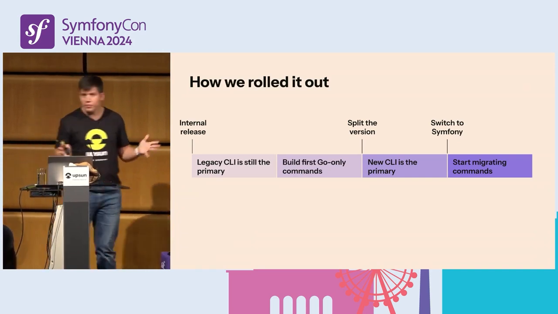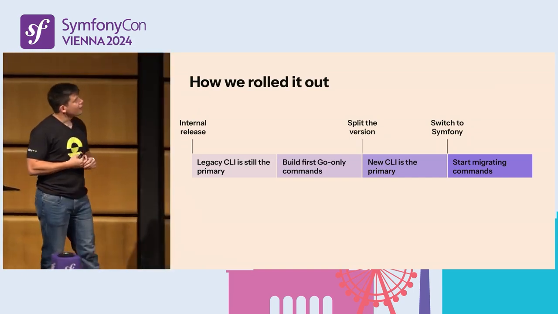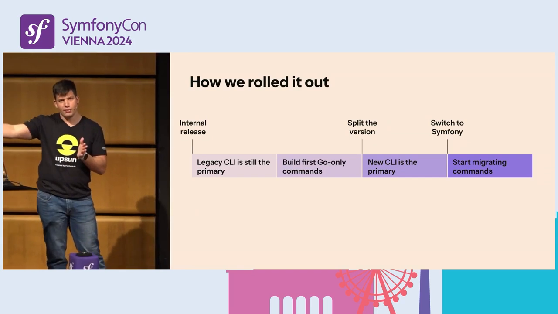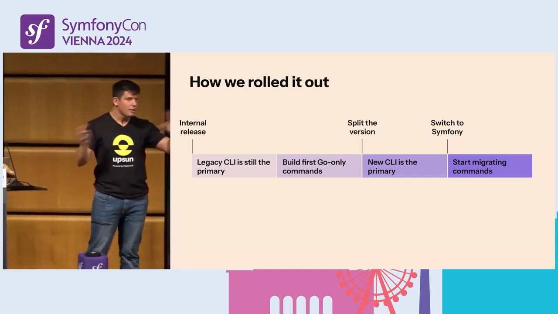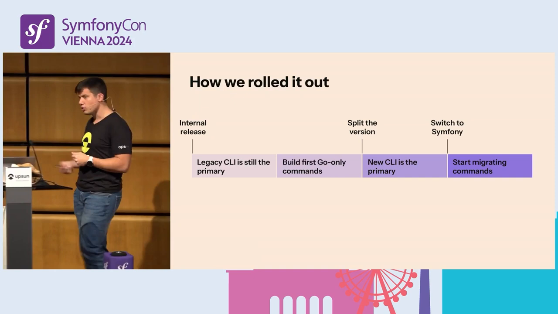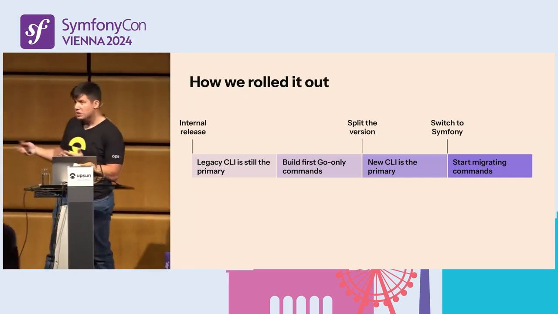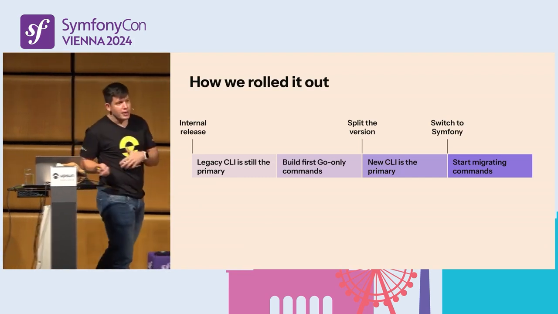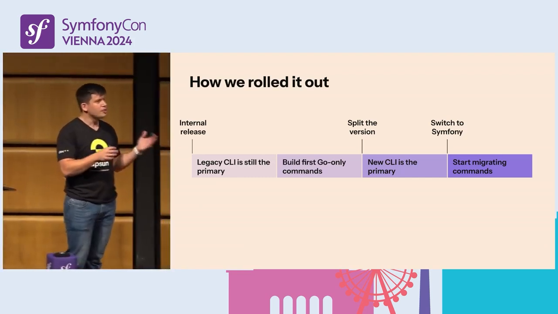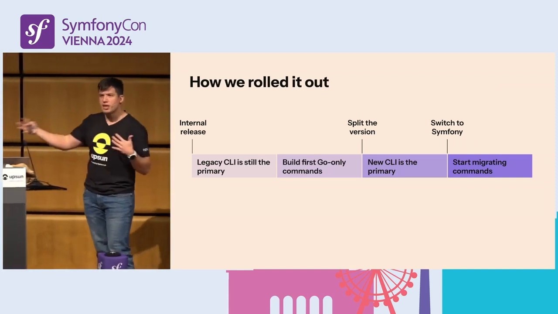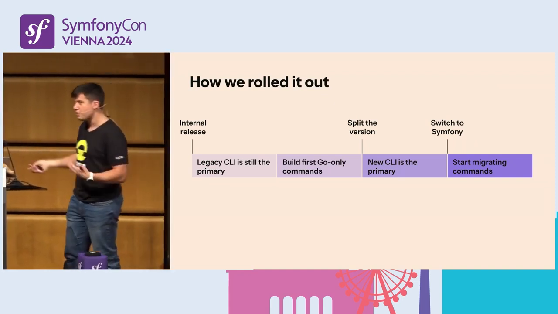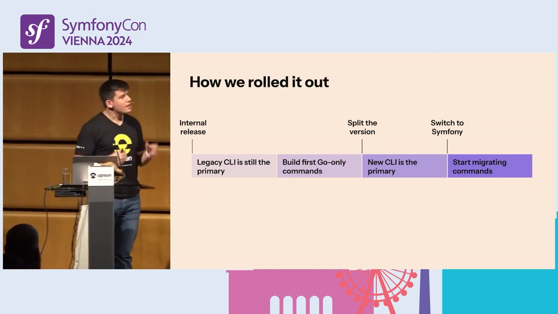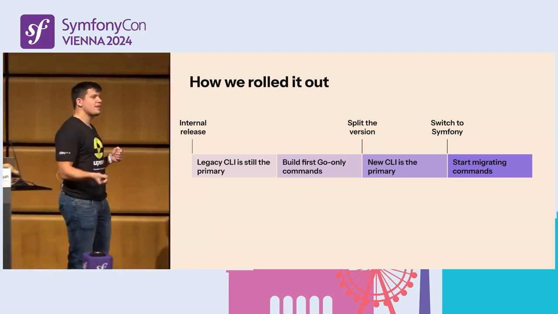Now we have the split version thing where you either install the Go CLI with a new version scheme or the old CLI, and we maintain both versions, which is not ideal, but still works and gives a lot of value. And now we're in the process of switching completely to the Symfony CLI component, which means that moving forward, all your commands will be routed and auto-completed using this component, which is really nice. And then it will allow us to more gradually migrate commands.